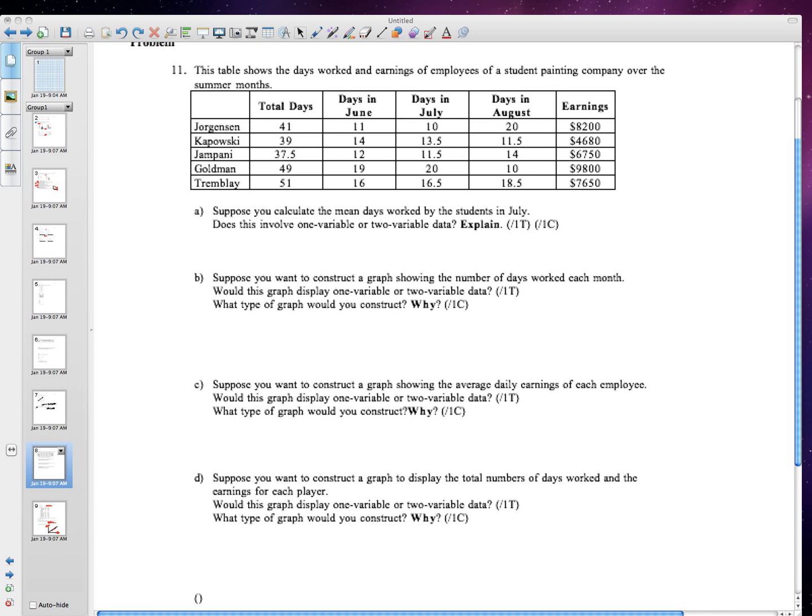Days in July, right here, you would add them all up and divide by 1, 2, 3, 4, 5, and that would give you the average. Is there one variable data or two variable data there? One. I'm only dealing with one piece of information, one set of data. So this is one variable data. The reason is the only variable involved here is the number of days. The students' names aren't a variable. Those are just the names of the people working there. The only two columns we deal with are column 1 and days in July. The only variable is the number of days worked in July.